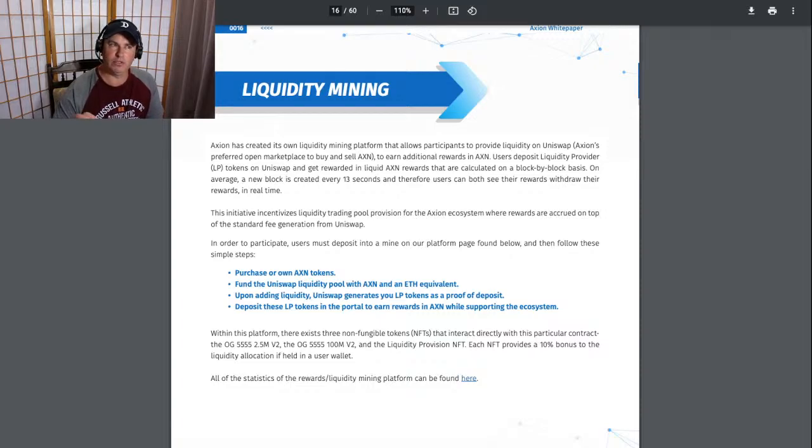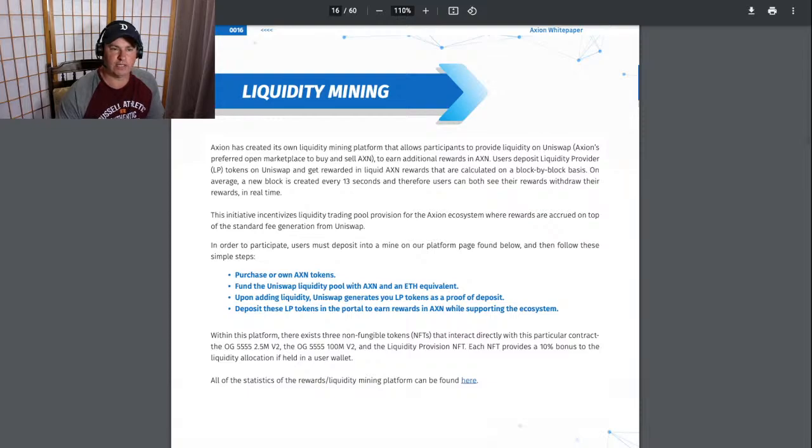At the moment, if you did 1 Ethereum and the corresponding amount of Axion, so let's say 2 Ethereum worth, you'll probably get about $7 a day for that. All right, so this initiative incentivizes liquidity, we've gone through that part.